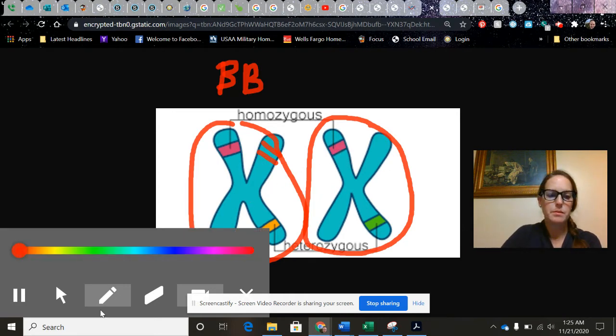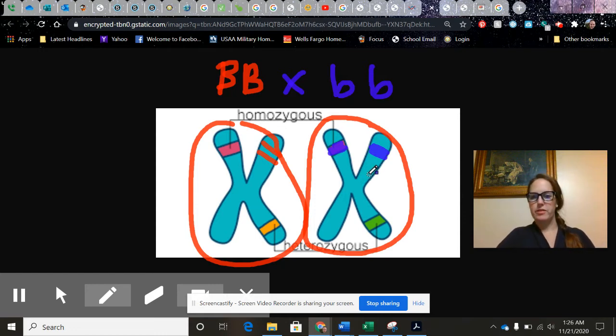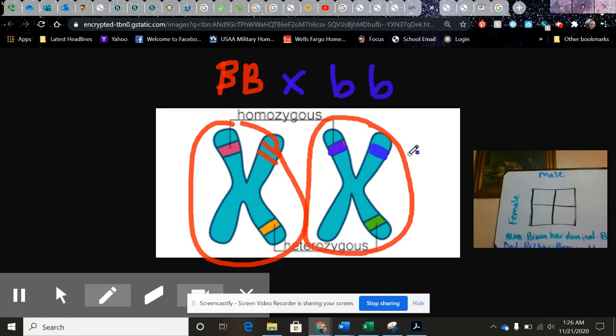So maybe his, instead of being pink, is blue. So he's got red hair. So that would be little b, little b. And we're going to do what we call a cross. We use a little multiplication sign. We want to see if we combine mom's traits from this chromosome and dad's traits from this chromosome, then what are we going to get? So for that, we're going to look at this here.